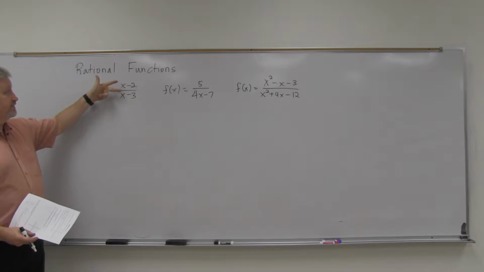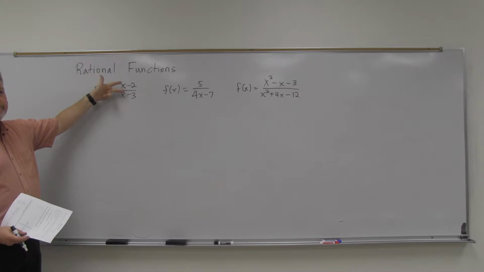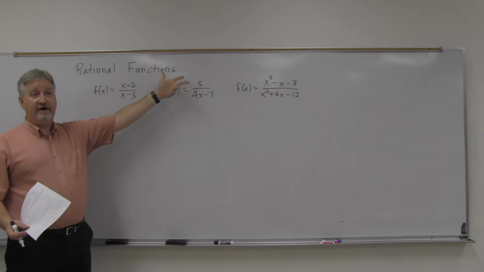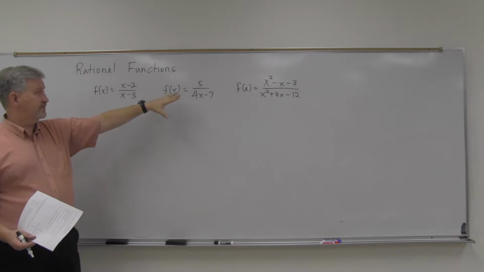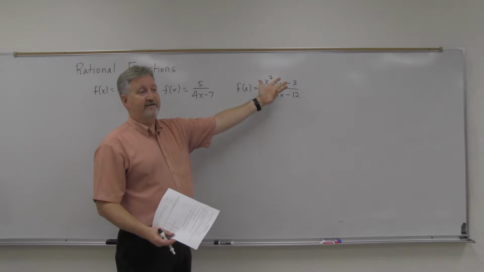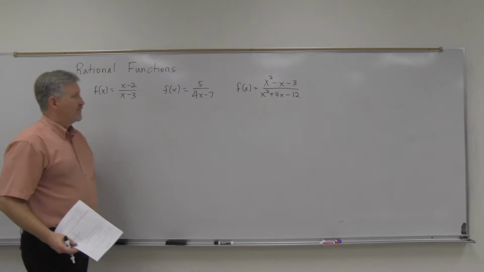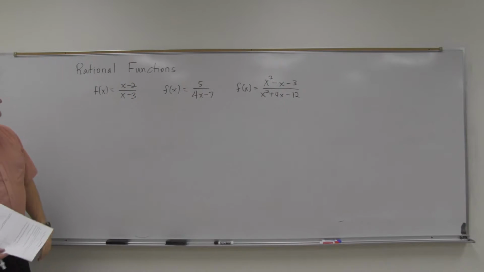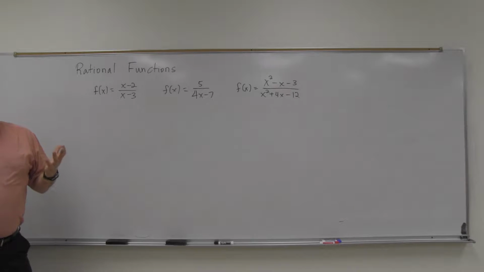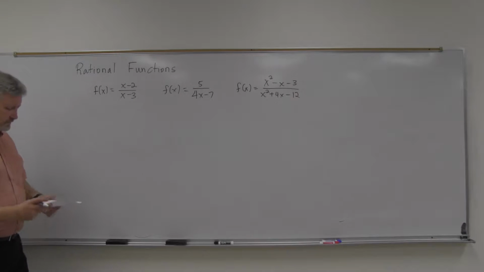And you can have very simple polynomials, x minus 2 divided by x minus 3. Or 5, you just have a constant divided by a polynomial. Now, they can get more complicated, of course. We won't get too carried away, but that's what rational functions are. So we've got division, and that can lead to a lot of things.